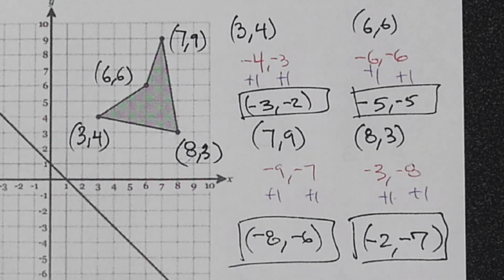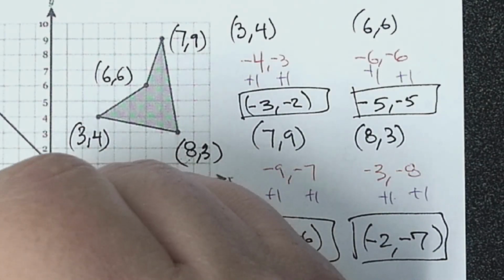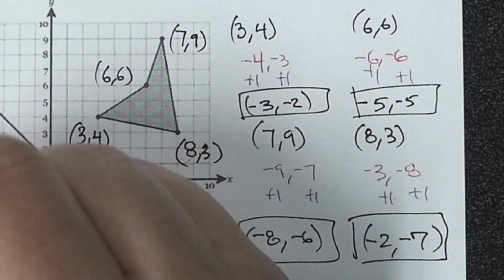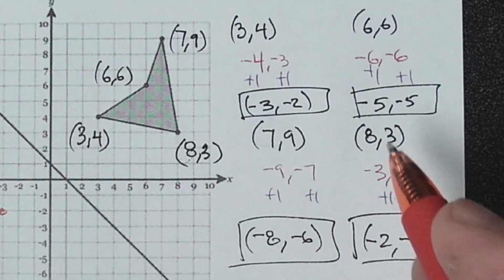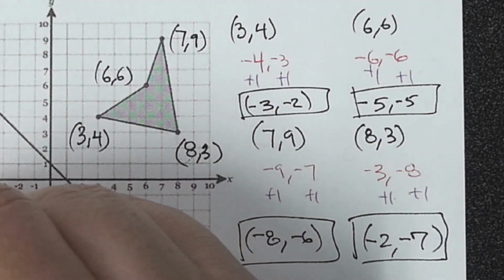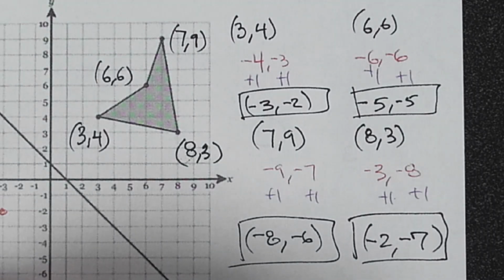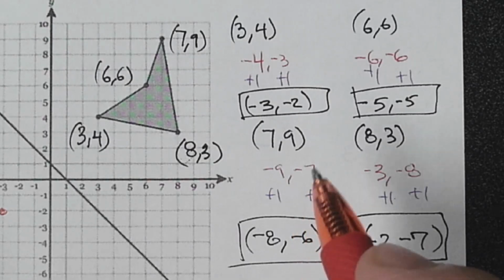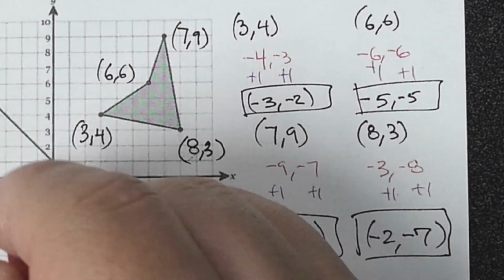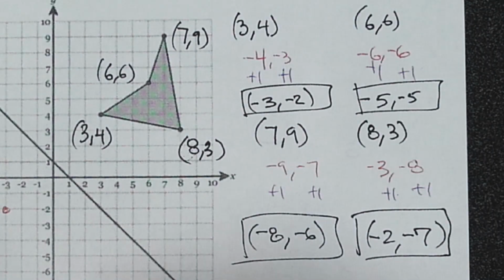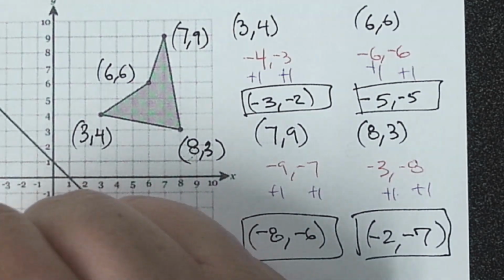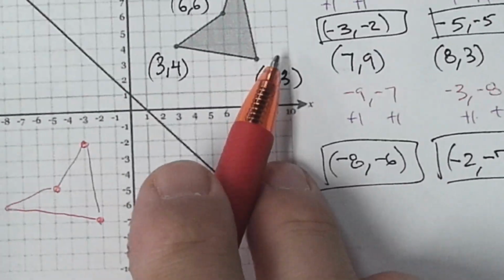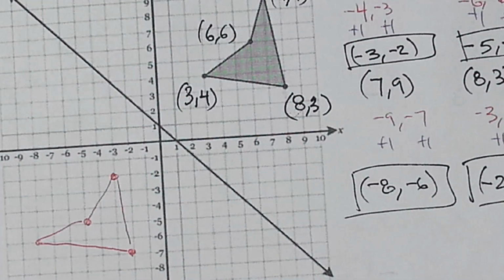I'm just going to plot them. So negative 3, negative 2, negative 5, negative 5, negative 8, negative 6, and negative 2, negative 7. Negative 2, negative 7 is way down here. Connect the dots, going here, here, here, and here, and that's our reflection of the original.